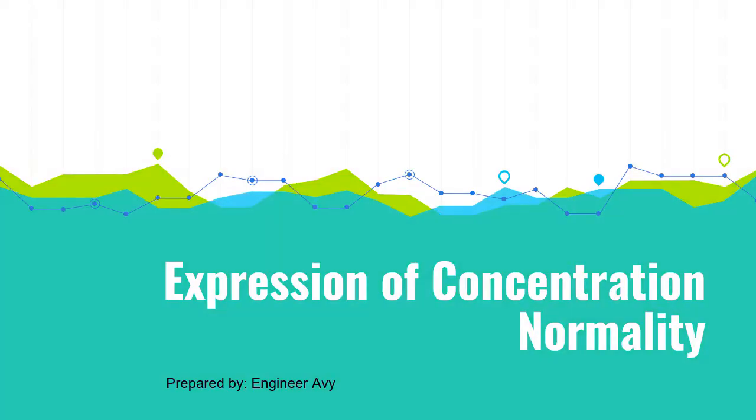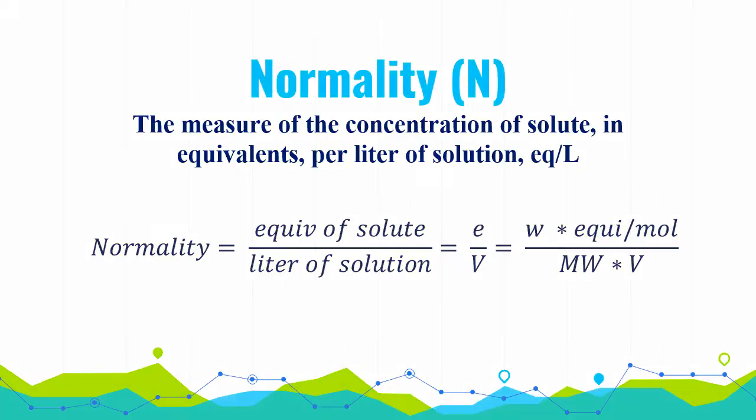This time we will look into another expression of concentration called normality. What is normality? Well, normality is the measure of the concentration of solute in equivalents per liter of solution. In a sense, with this formula, we could also say that your normality N is equal to your molarity times your E, which is in equivalents per mole.